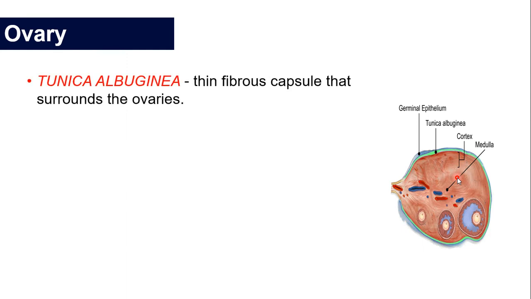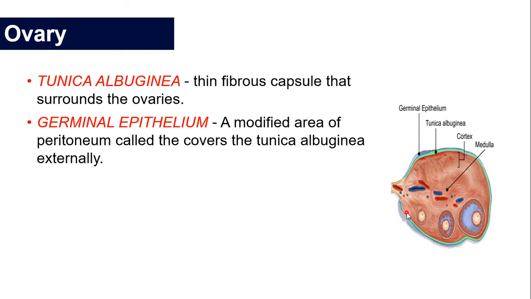Some other parts of our ovaries are, first, the tunica albuginea. This tunica albuginea is a thin fibrous capsule that surrounds the ovaries. As you can see here in the picture on the right side of the slide, this green area is your tunica albuginea. Next is the germinal epithelium. It is a modified area of peritoneum that covers the tunica albuginea externally. The term germinal epithelium is a misnomer because the layer does not give rise to ova.